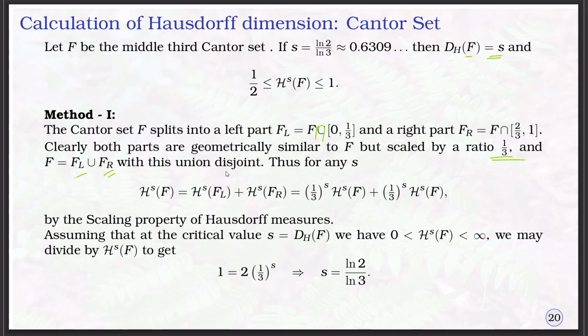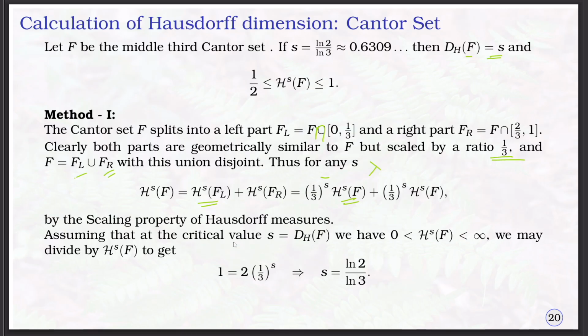With this union disjoint, for s, H^s of F can be written as H^s of F_L plus H^s of F_R. So this one has (1/3)^s as the lambda value. The scaling is lambda, so the measure scales by lambda to the power s, that is (1/3)^s, and for the right part it is equal too. We already discussed the scaling property of Hausdorff measures.